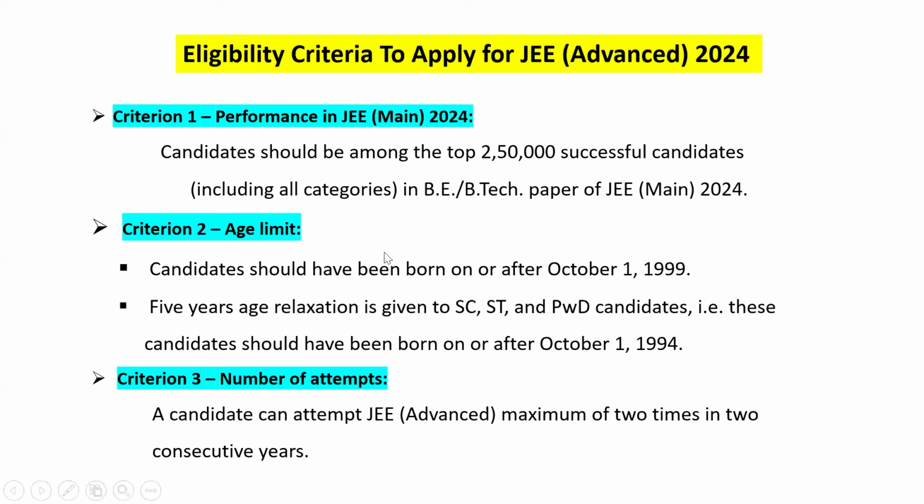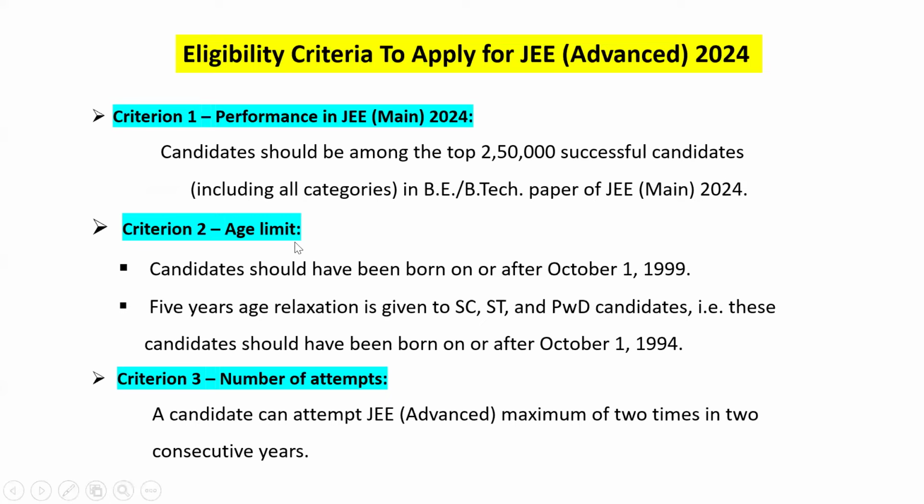There are different criteria. The first criterion is performance in JEE Main 2024. Based on the performance in the JEE Main examination, the students are selected to write the JEE Advanced examination. So the first one is candidates should be among the top 250,000 successful candidates, including all categories. 250,000 means including general category, OBC, SC, ST, PH in the BE BTech paper of JEE Main 2024.